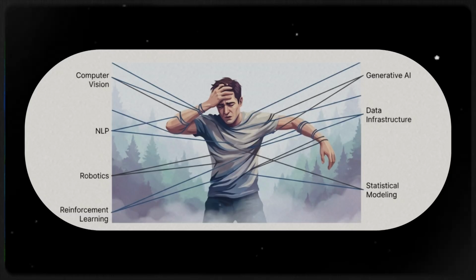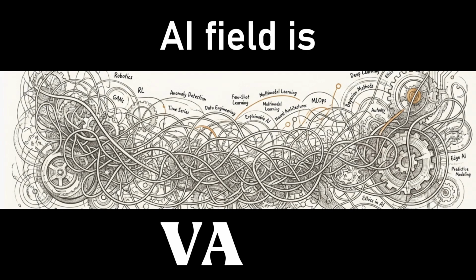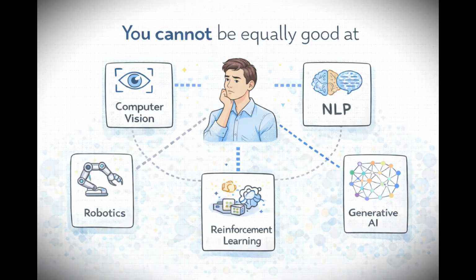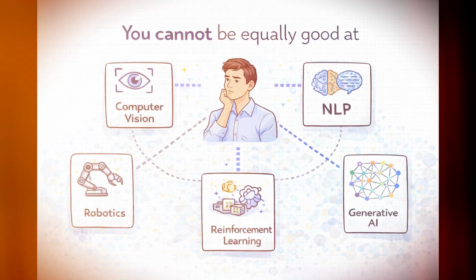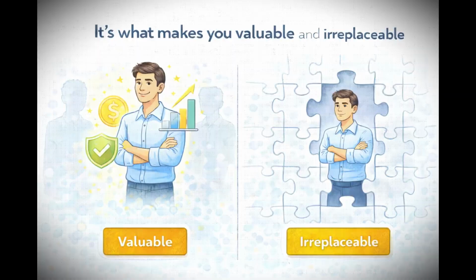Here's a hard truth. In today's world, being a jack of all trades makes you master of none. The AI field is vast. You cannot be equally good at computer vision, natural language processing, reinforcement learning, robotics, and generative AI. It's just not humanly possible. And you know what? You don't need to be. Specialization is your competitive advantage. It's your moat. It's what makes you valuable and irreplaceable.